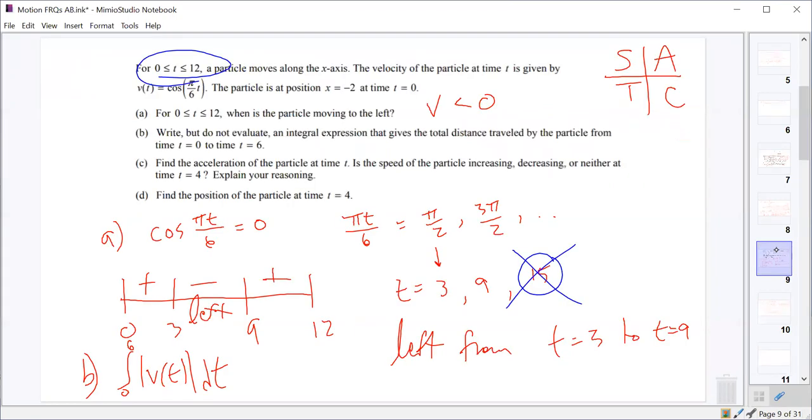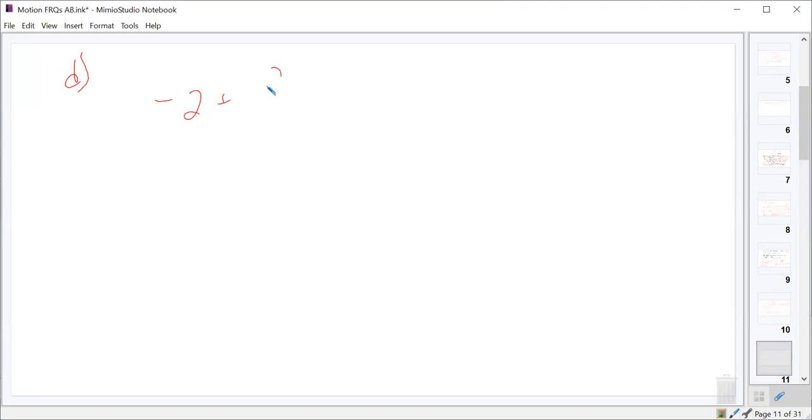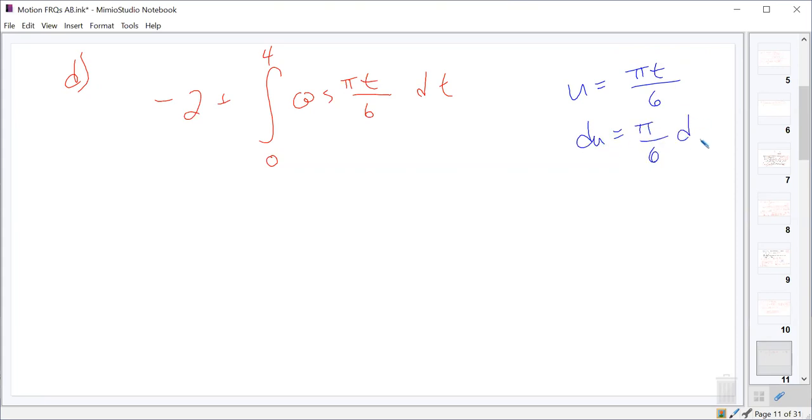Okay, part D. Find the position of the particle at t equals 4. So the position of the particle is the initial position plus the displacement. Our initial position is -2. So -2 plus the integral from 0 to 4 of cosine pi t over 6 dt. Everybody good with the setup? And then how do we integrate this? This is cosine of a function, so we have to do a u-sub. u is pi t over 6, and du will be pi over 6 dt.